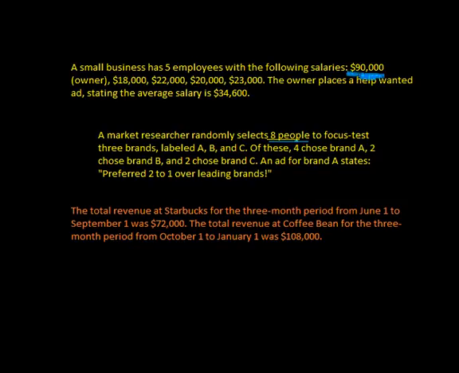So how could this be a misleading statement? Well, they're both accurate statements. Starbucks did take in this much money over a 3 month period, and Coffee Bean did take in $108,000 over a 3 month period. But the question is, how is it misleading? Well, it's due to the time frame, because during busy times of the season, revenues change.